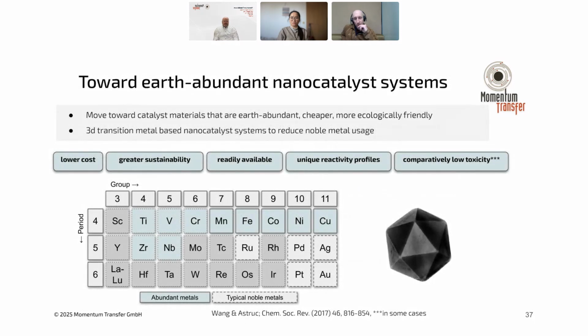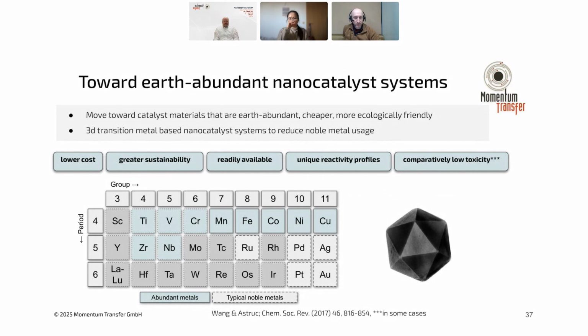The thing that I've been doing some work on with various collaborators is this idea of moving away from pure noble metal catalysts to more earth abundant systems, because we just need cheaper alternatives and things that are more ecologically friendly. So there's a lot of work going on in developing 3D transition metal based catalyst systems, either explicitly or at least to reduce the amount of noble metals needed in the catalyst.